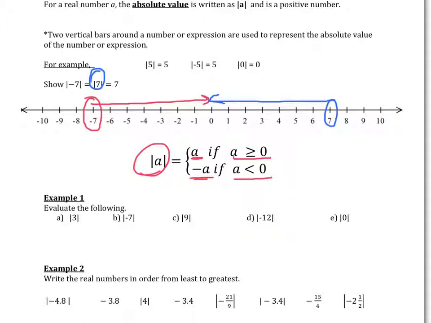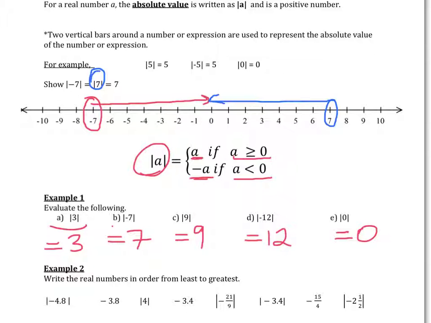So if we're looking at evaluating the absolute value of positive 3, that's simply 3. Part B, the absolute value of negative 7, that's 7. The absolute value of 9 is 9. The absolute value of negative 12 is 12. And the absolute value of 0 is 0.